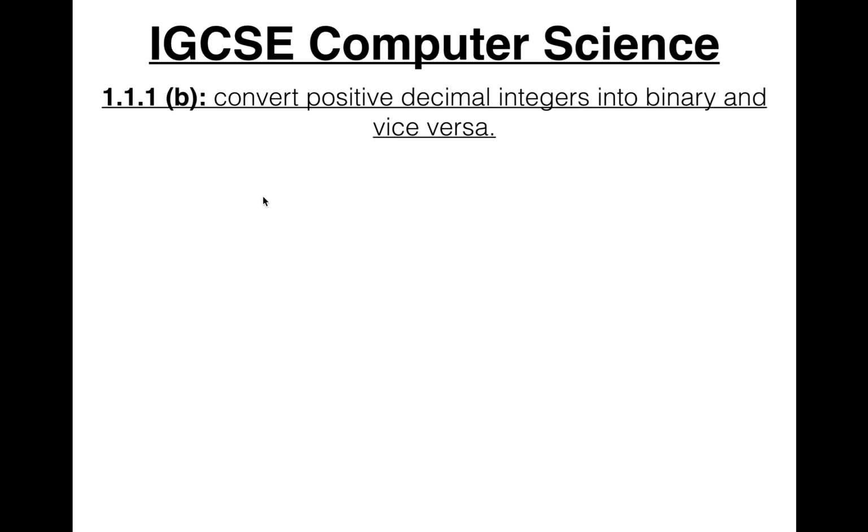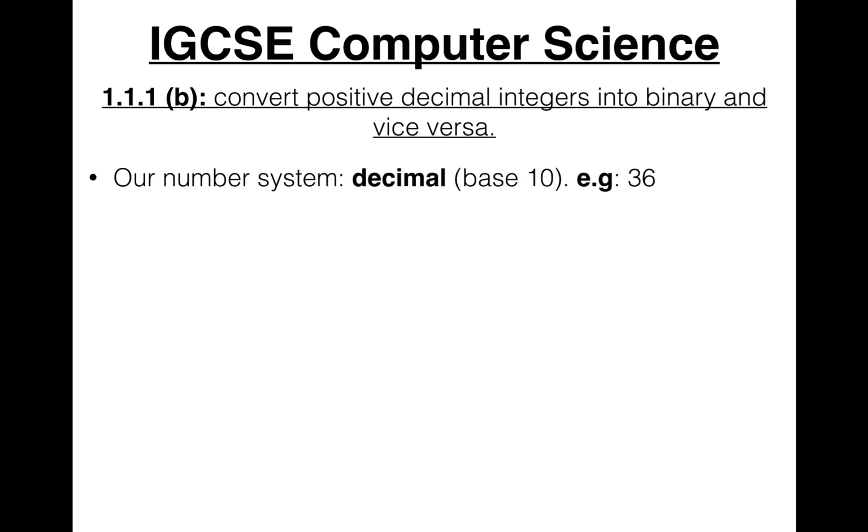IGCSE Computer Science, Syllabus Statement 1.1.1b: convert positive decimal integers into binary and vice versa. What we covered in the last video is what binary was, basically, and a bit of how it's used, although not that much. So this video will teach you how to convert decimal integers into binary and vice versa. This is more math than theory, just to let you know that.